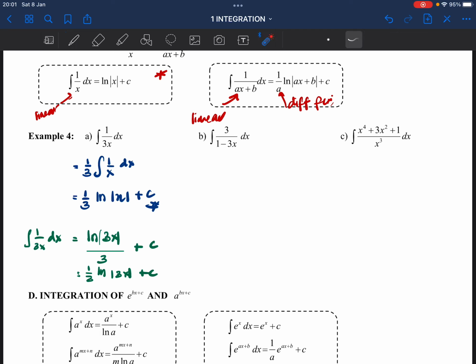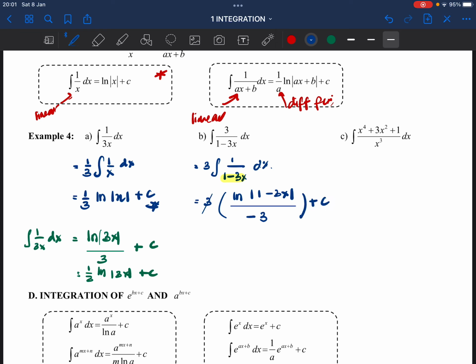So let's see example B, 3 over 1 minus 3x. Okay, just take out the constant first, easier for us. So 3 times integrate 1 over 1 minus 3x dx. Okay, so integrate 1 over 1 minus 3x. Is this linear? Yes, so we can use ln. So that will get you ln modulus 1 minus 3x divided by differentiate dalam, which is differentiate this one, we will get negative 3 plus c. Okay, cancel then we get negative ln 1 minus 3x plus c.